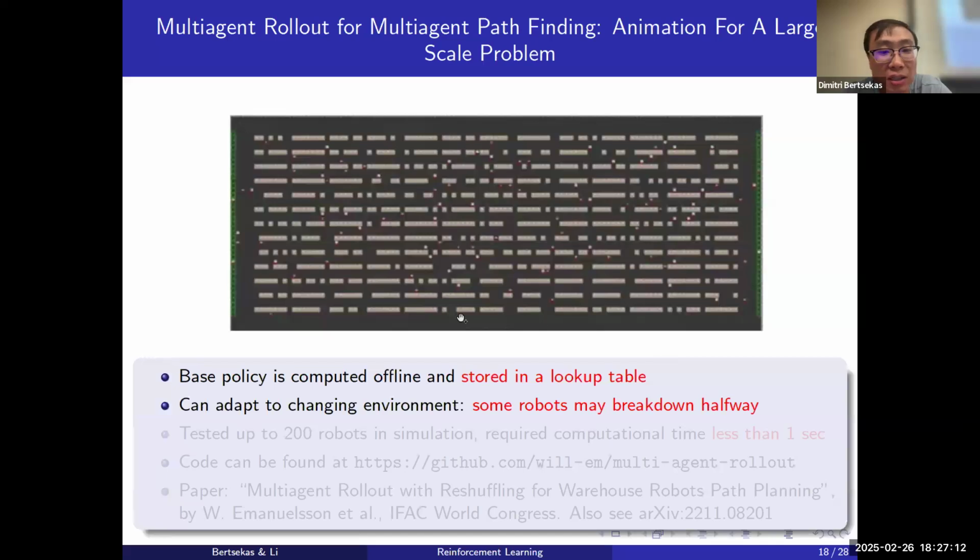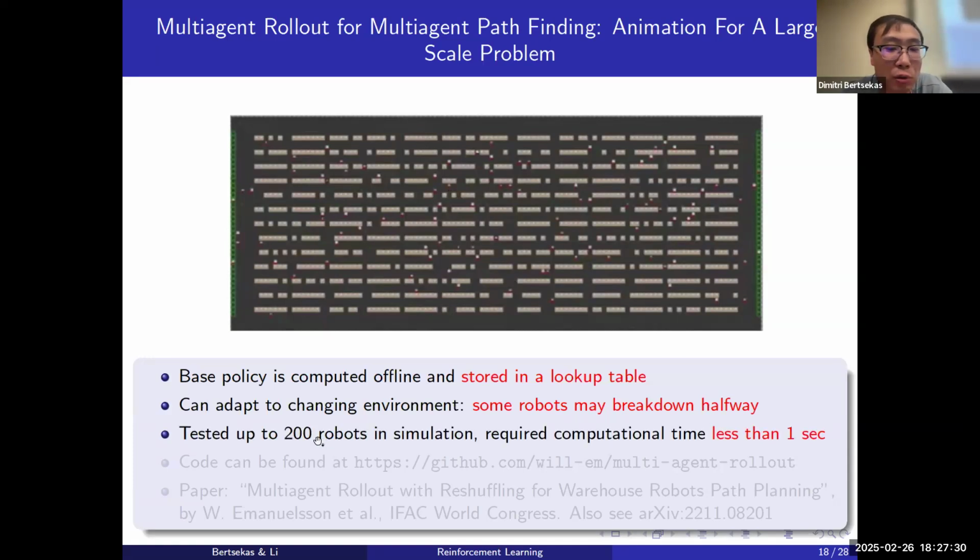And another fact is that the rollout can apply to a changing environment. So in our testing, we tested the situation where some robot just breaks down in the middle of the way and doesn't work and blocks the road and so on. And rollout still works.